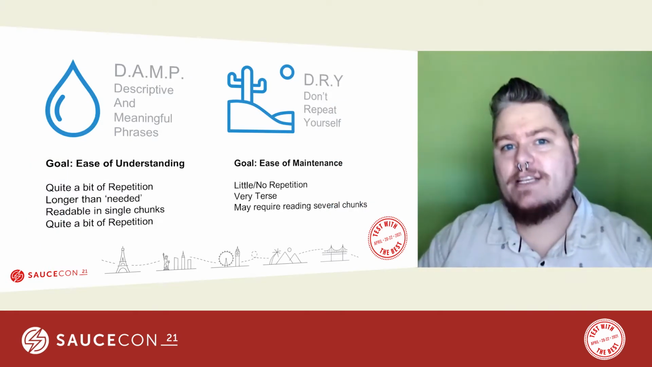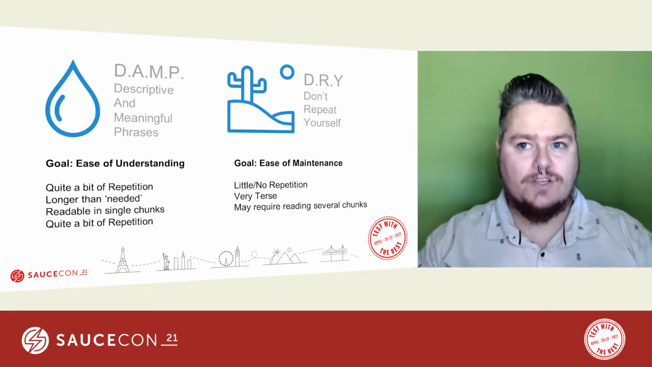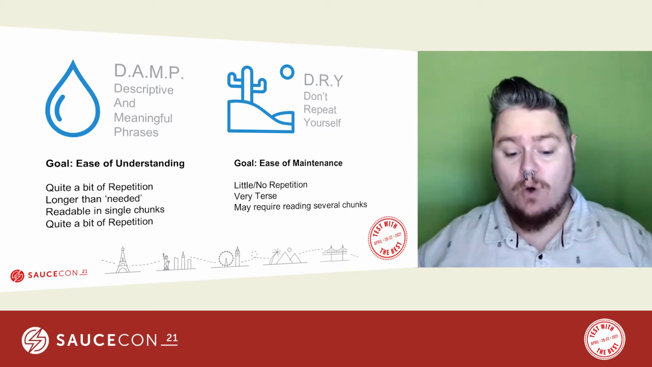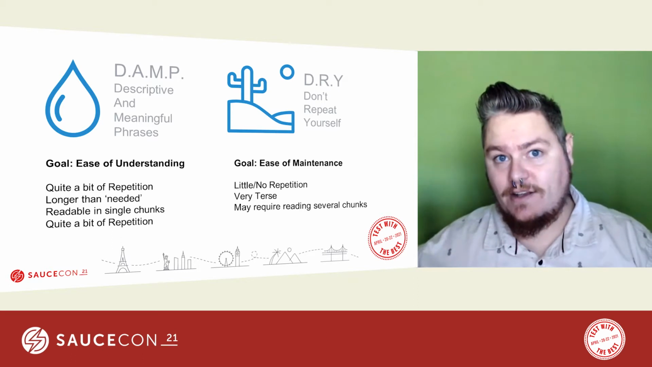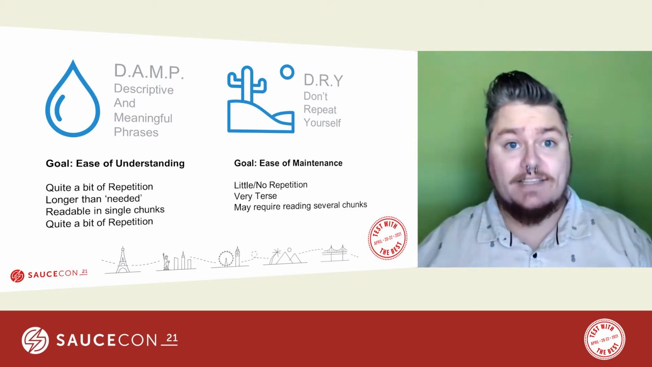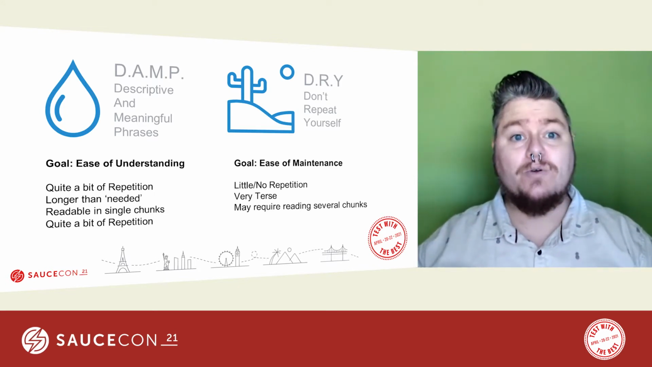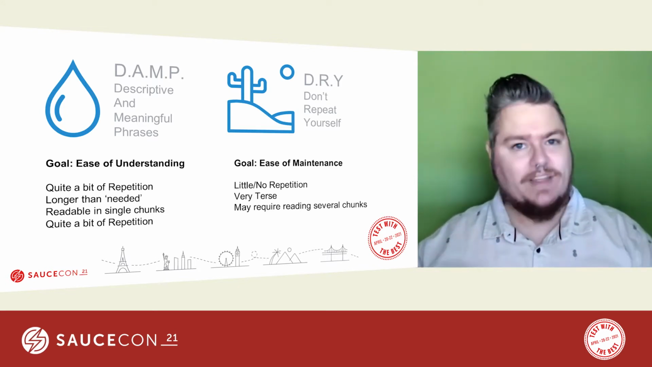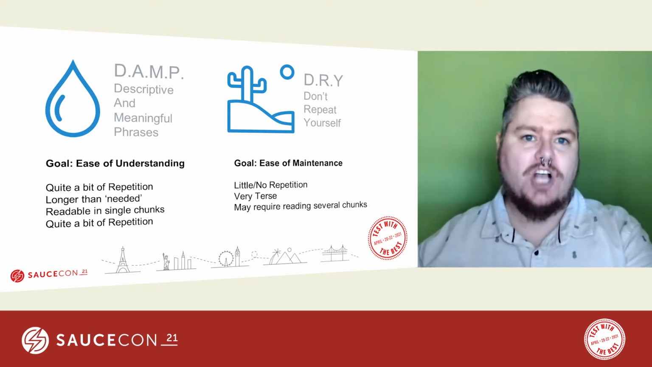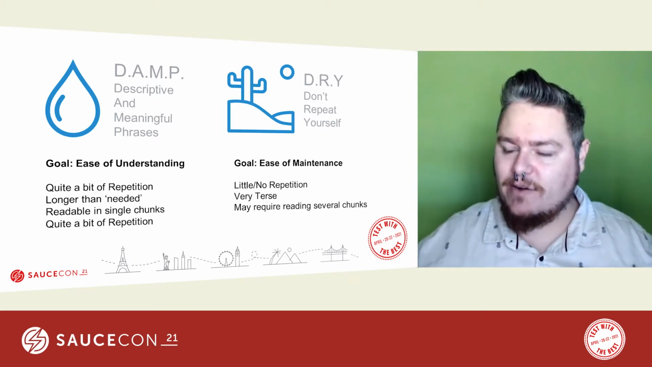You may have heard this referred to as DAMP versus DRY. DRY is a software design principle which stands for don't repeat yourself. It's often what people are trying to do when they refactor their application code: to make sure that any functionality that gets used in multiple places is its own little chunk that can be reused in those places. Then you only have to fix it once if it's broken.